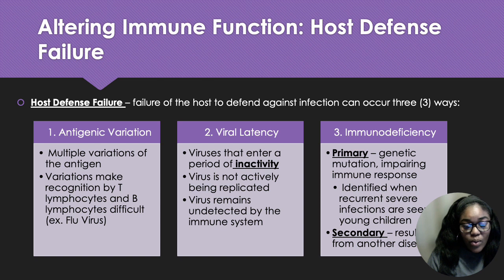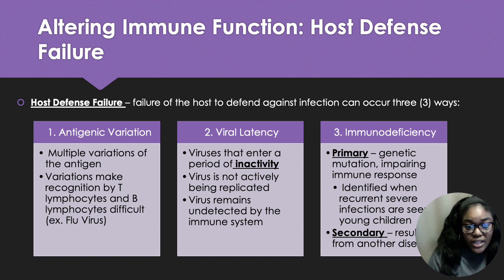We have that where the individual is born through genetic mutation that impairs the immune response. And normally this is seen in young children. That's how it's diagnosed as primary. Whereas secondary immunodeficiency is the result of another disease. So an example of this would be AIDS. HIV would be one part of the disease that causes AIDS. And eventually there's that immunodeficiency that is developed from that.